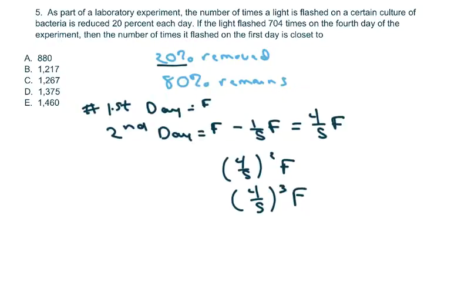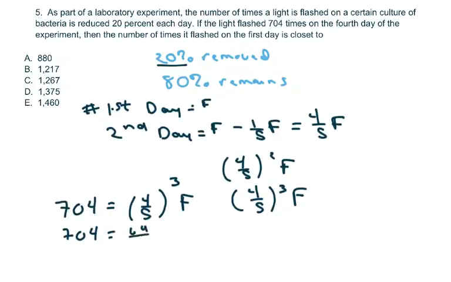So basically, you're given that the number of flashes on the fourth day is 704. So 704 equals 4/5 to the third, times F. That's the first day, second, so it's always one less. So when you solve for that, you get 704 equals 64 over 125 F. And you can just use your calculator, or you cross multiply, or however you want to solve it, you're going to get F equals 1,375. So the answer is D.